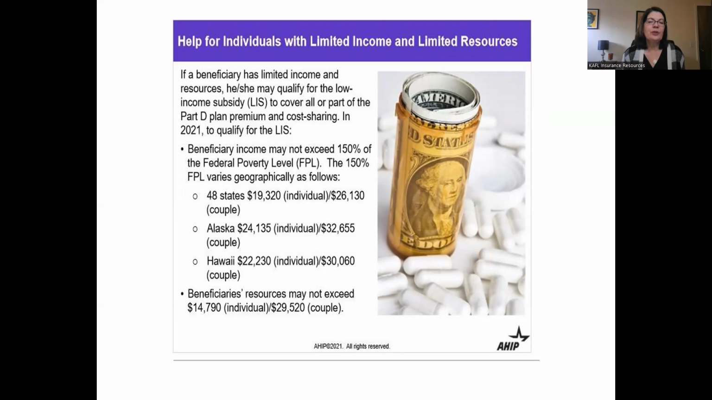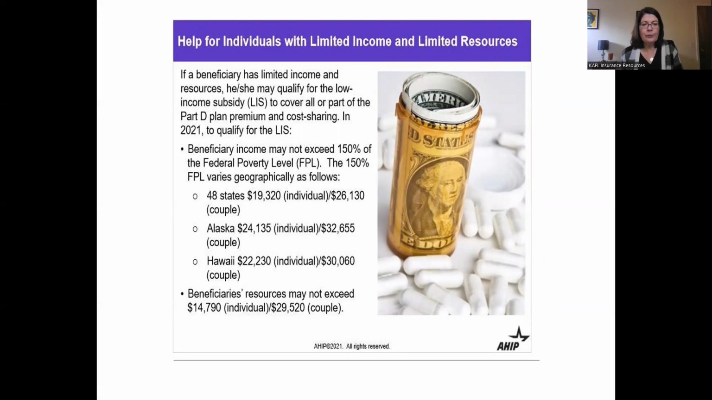$19,320 for an individual, $26,130 for a couple. That has gone up to $20,400 for an individual, $27,468 for a couple. And then resources can't exceed $14,790 individual, $29,520 couple. Again, this is 2021. It'll give you an idea of what can happen from year to year.